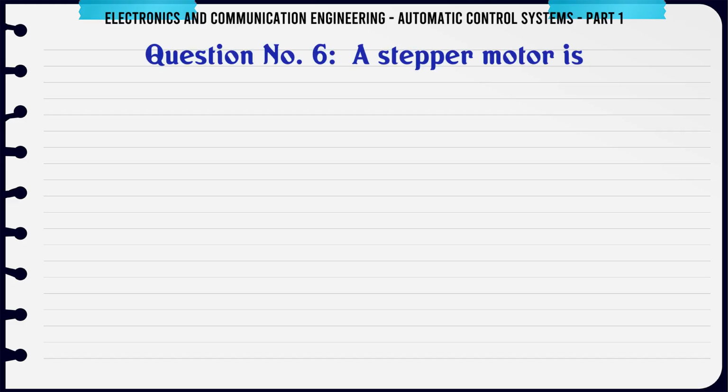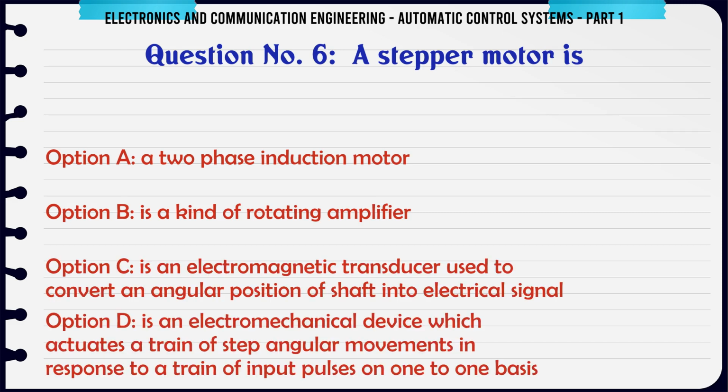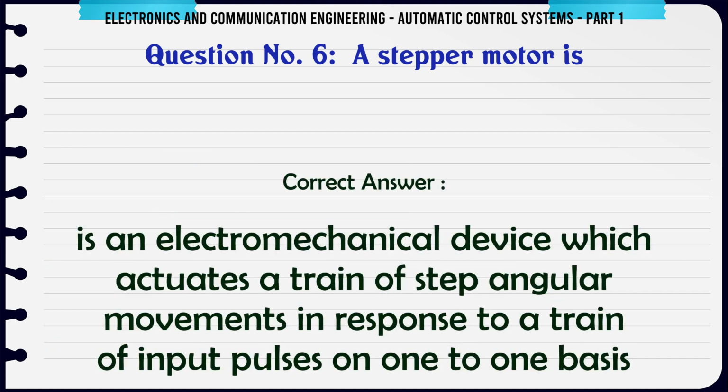A stepper motor A. is a two-phase induction motor, B. is a kind of rotating amplifier, C. is an electromagnetic transducer used to convert an angular position of shaft into electrical signal, D. is an electromechanical device which actuates a train of step angular movements in response to a train of input pulses on one-to-one basis. The correct answer is an electromechanical device which actuates a train of step angular movements in response to a train of input pulses on one-to-one basis.